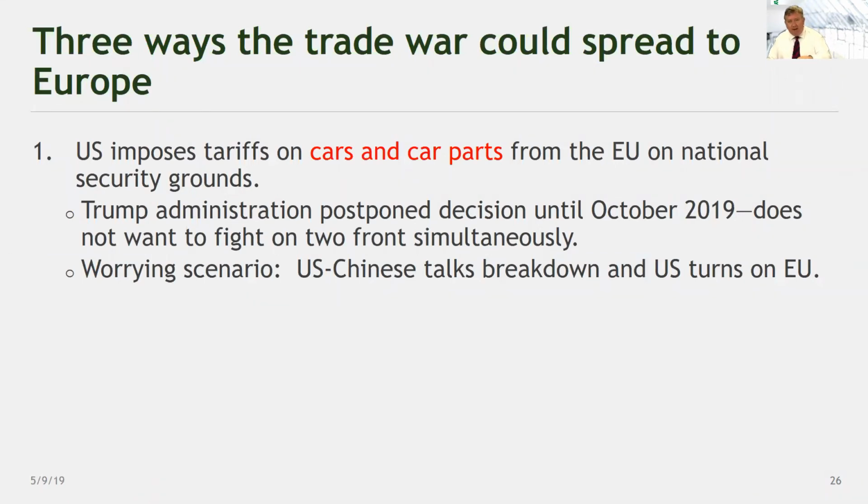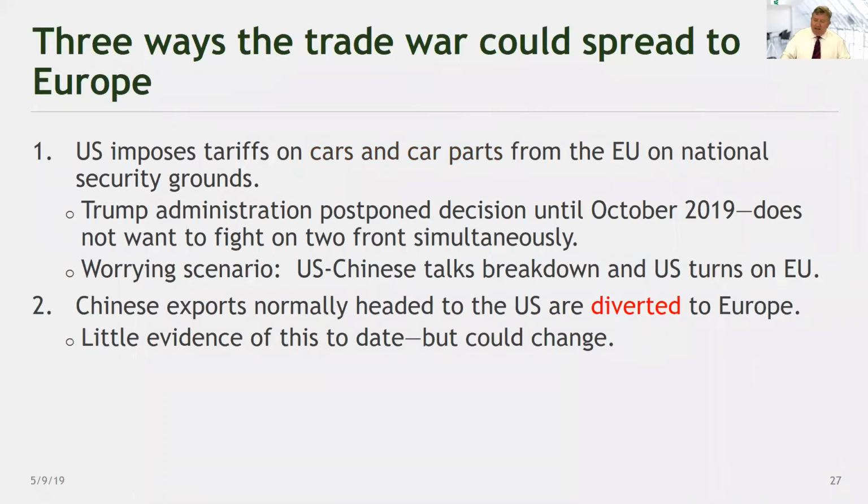I'm not sure that any one of these three things will happen, but I think they should be on your radar screen. First, the Americans are investigating whether car and car parts imports into the US constitute a threat to its national security. Now, whilst that claim may seem ludicrous, and it probably is, it does implicate the big car exporting nations of Europe, of which Germany is a key one. The Trump administration has postponed their decision on this until October because they don't want to be fighting the Europeans when they're fighting the Chinese. But there is a scenario going forward where the Americans get tough on the Chinese and then get tough on Europe afterwards. That would bring pressure on Europe to retaliate against American products, and we could end up with a transatlantic trade war.